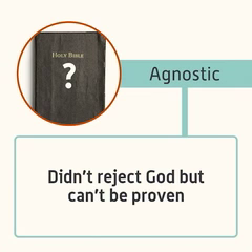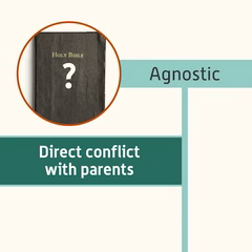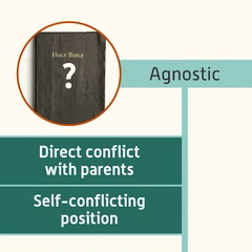This means that, while he did not reject the possibility of a God, he felt that nothing could be known or proven about God's existence. This would have been in direct conflict with his parents' belief. It would also have been a very self-conflicting position given his religious background.